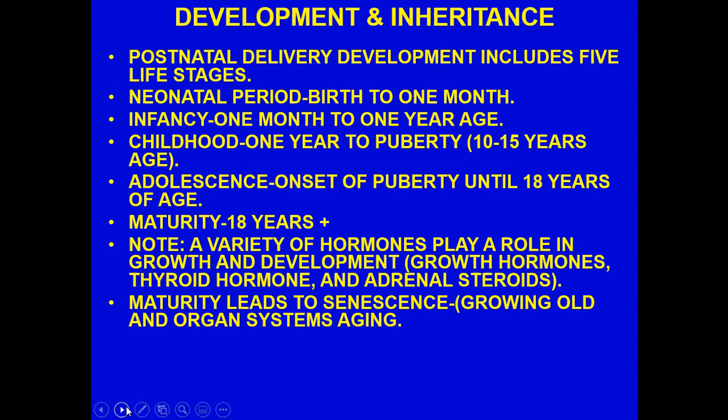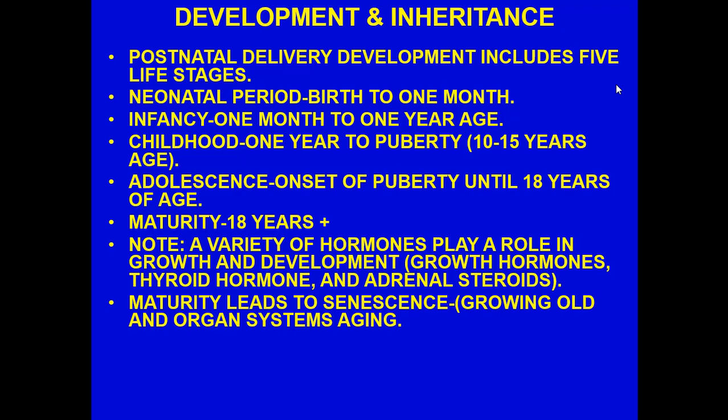Once we have the newborn, we go through postnatal development, and that includes 5 primary stages. Neonatal development, birth to 1 month. Infancy, 1 month to 1 year of age. Childhood, 1 year to puberty. Puberty, though, depends on culture, diet, things like that. Roughly it is between 10 to 15 years of age. Adolescence, this is the onset of puberty until 18 years of age, and maturity, 18 years and beyond.